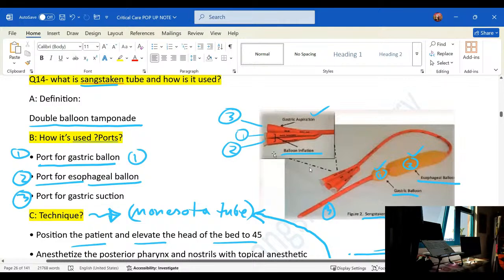Port for gastric balloon, port for esophageal balloon, and port for gastric suction.